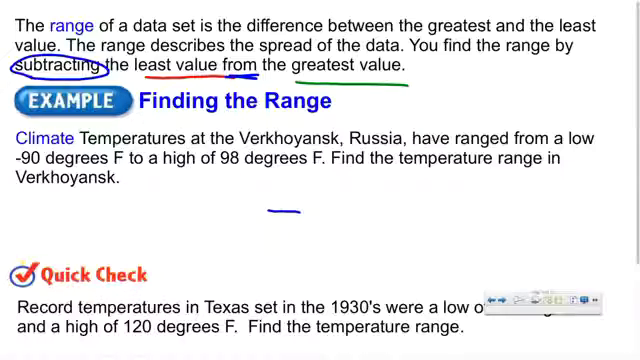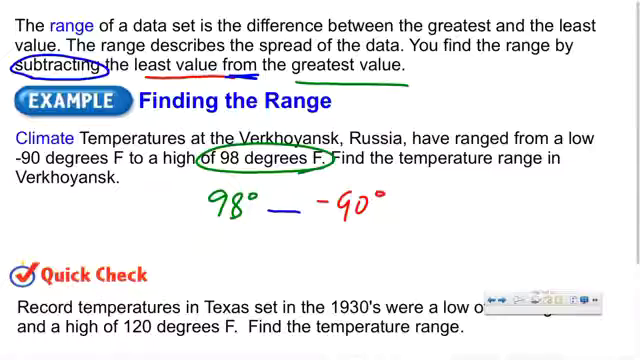What is the greatest value? Class, what's the greatest value? 98. So 98 degrees. And the least value is negative 90 degrees. Now I want you to think about this conceptually. Okay, look at my number line. 98 would be over here. Negative 90 would be way over there somewhere, right?